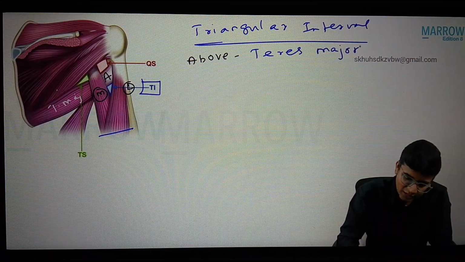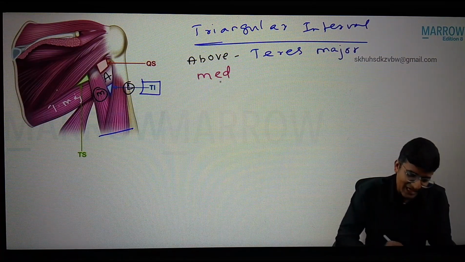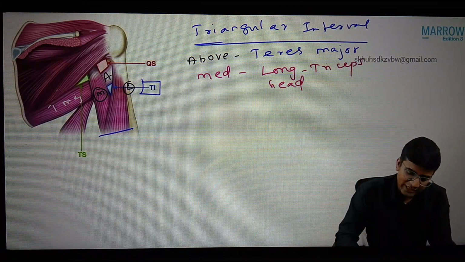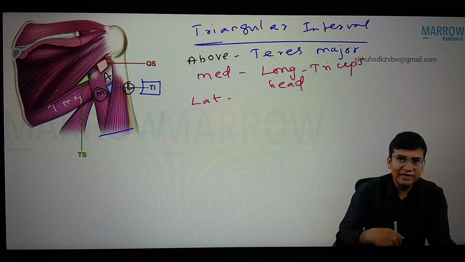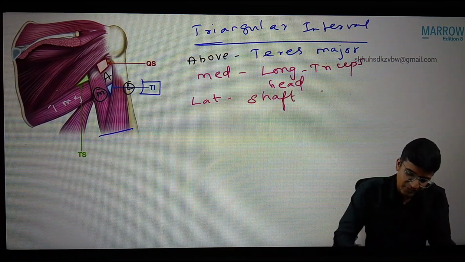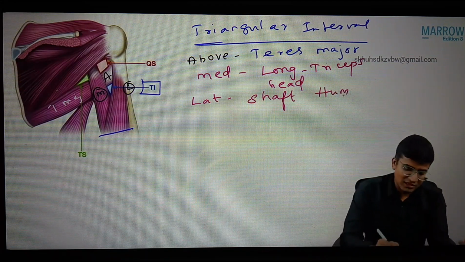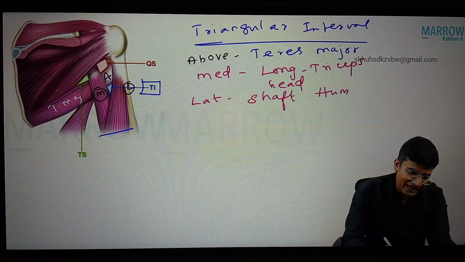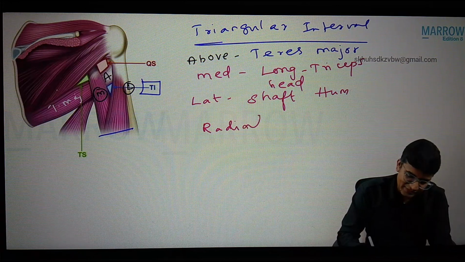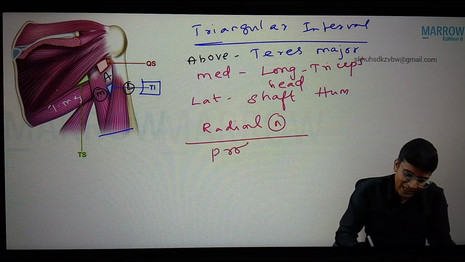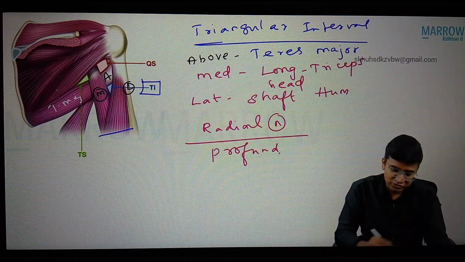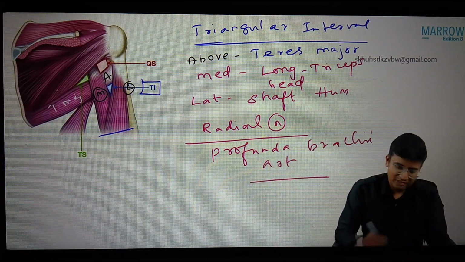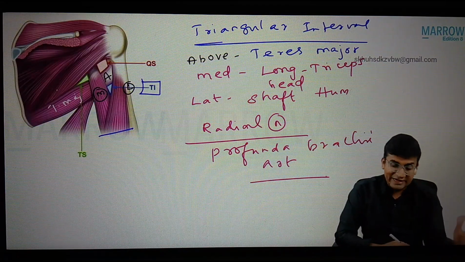Okay, fine. Now what is on the medial side? Medially, long head of triceps muscle. What is the lateral boundary? Below the neck, we have the shaft of the humerus bone. Next, what structures pass through this space? The structures passing through this space are radial nerve and profunda brachii artery. So two structures pass through this triangular interval.